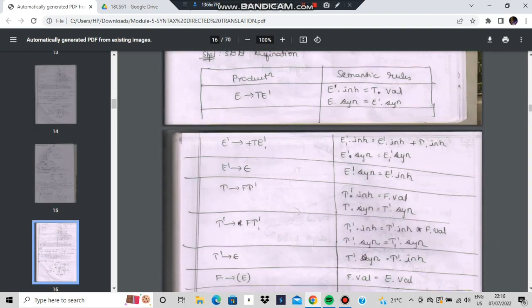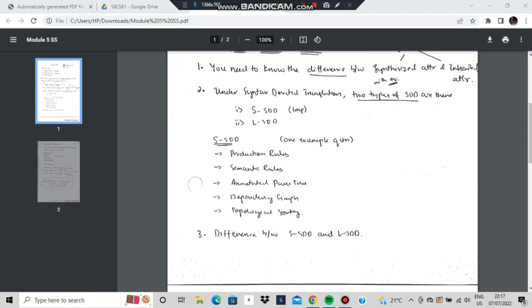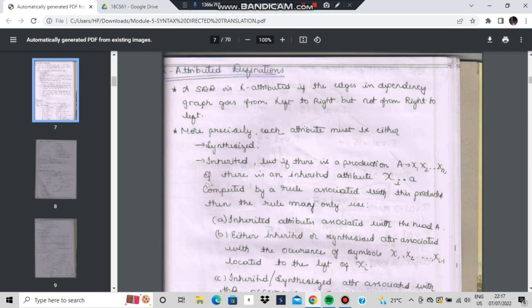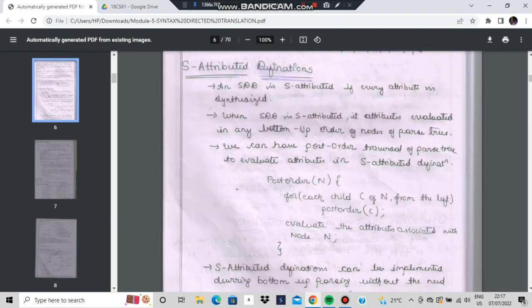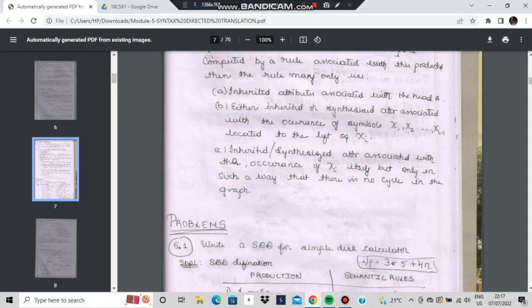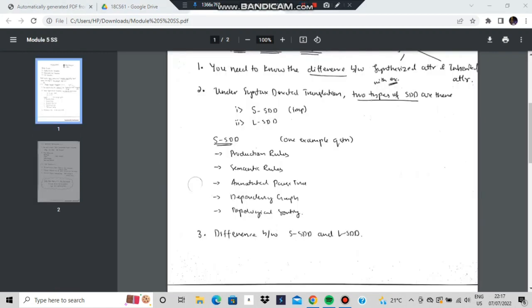You can solve this. Then we have the difference between SDD and LSDD. This is present on page number 7. If you want to note it down, you can note it down somewhere. If you go to page 7, you'll get to know the difference here. You can go to the theoretical concepts. This is the difference between S attributed definition and L attributed definition. You will go through it and write down the answer if they ask in the exam. So basically, that's all there is, 80 to 90% of the first chapter.